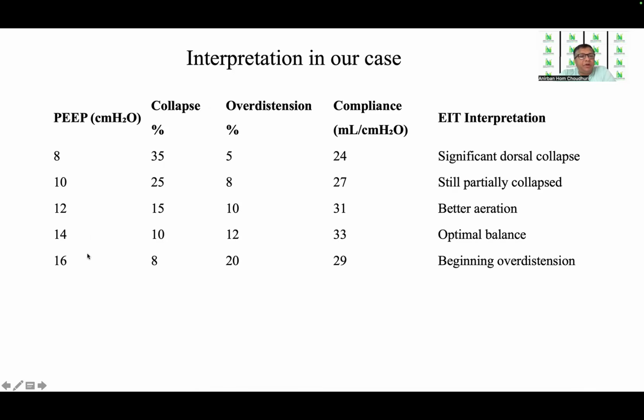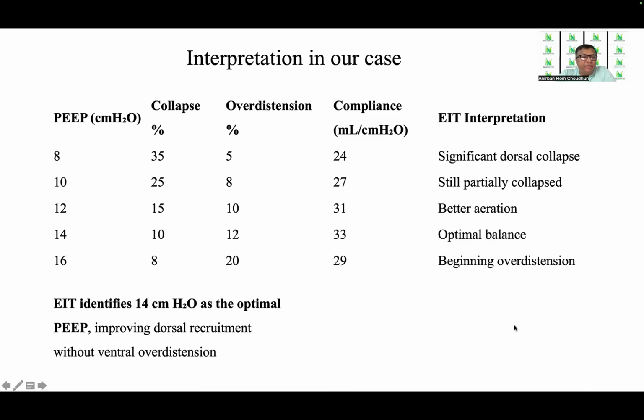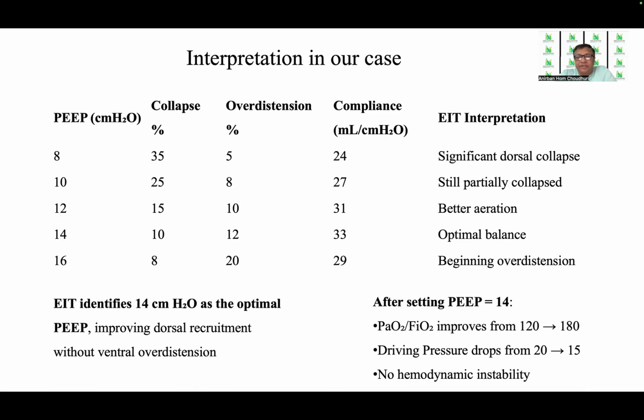And if we increase it beyond 14, the percentage of collapse increases, but then again the overdistension starts increasing and the compliance falls. So we know that a PEEP of 14 is probably the best. So this is how we have to interpret the EIT, whether there is significant dorsal collapse, partial collapse, better aeration, optimal balance, and the beginning of overdistension. So here we can identify 14 centimeters of water as the optimal PEEP, which improves the dorsal recruitment without ventral overdistension.